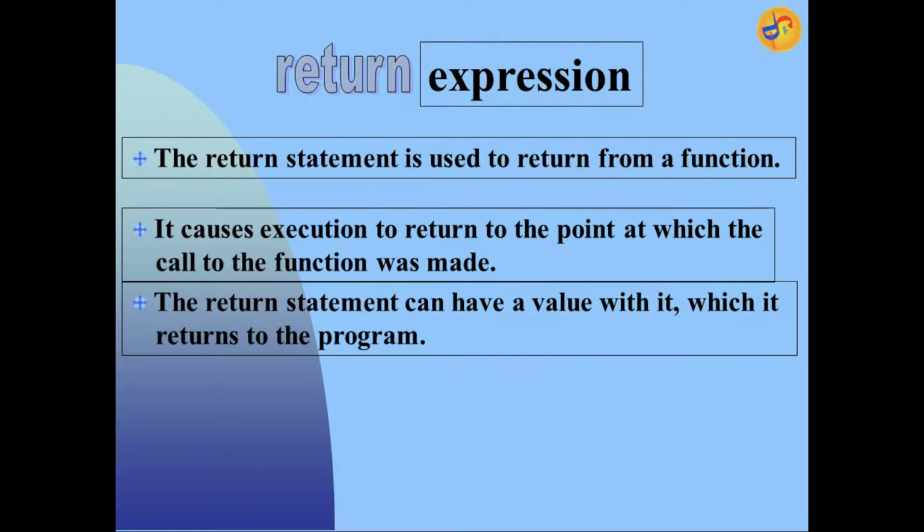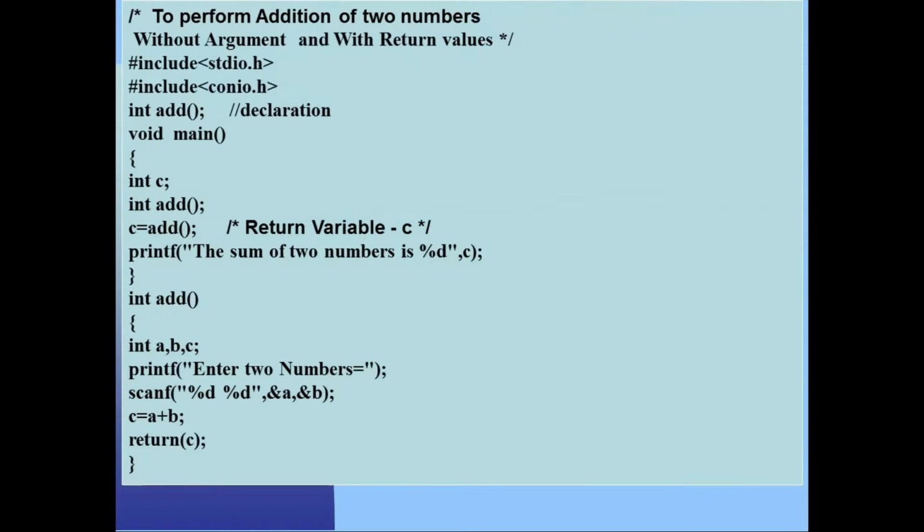Then the return expression. The return statement is used to return from a function. It causes execution to return to the point at which the call to the function was made. The return statement can have a value with it, which is returned to the program. So it is a function return type. So a function can have a return type.